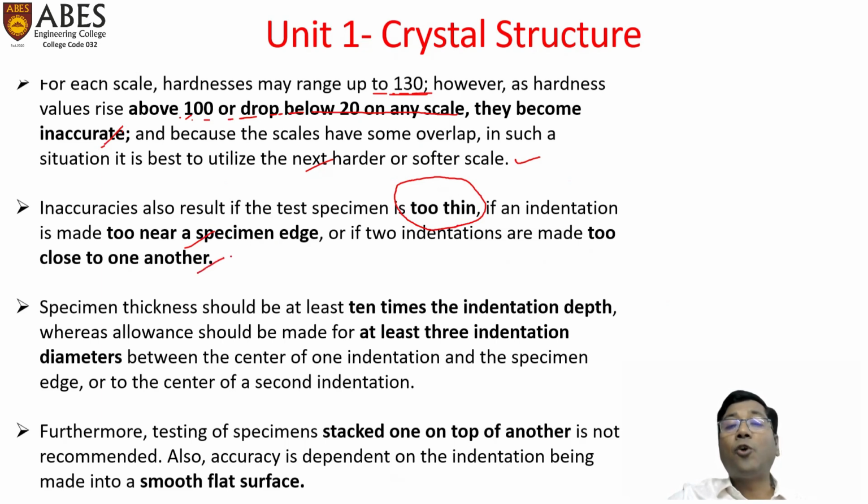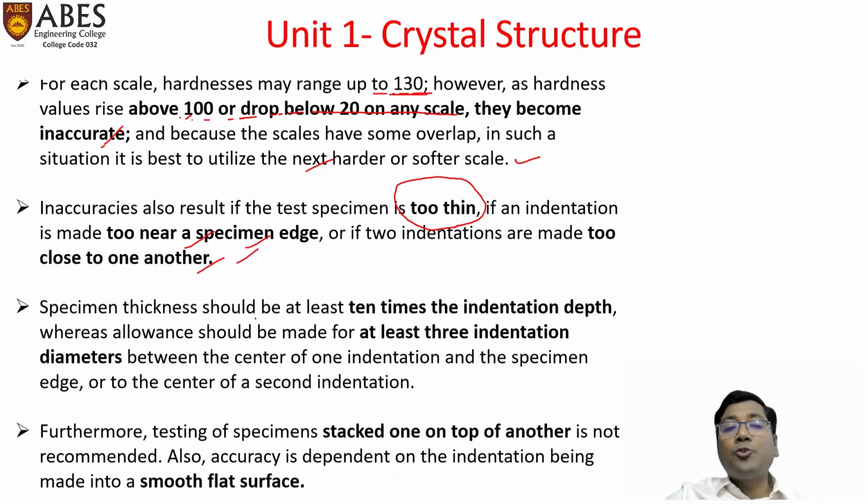So the accuracy will not be proper if the test specimen on which the penetration is being done is too thin, or it is too near an edge of the specimen, or indentations are made too close to one another. Suppose one indentation is made at a place and the second reading is taken side by side, very close to the first. Then also the result would not be that accurate. So it should be avoided.